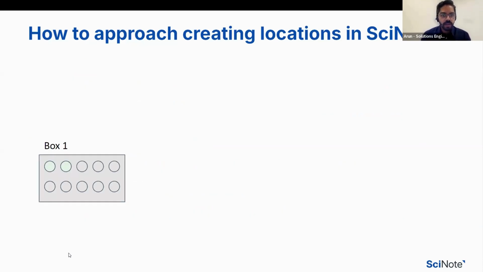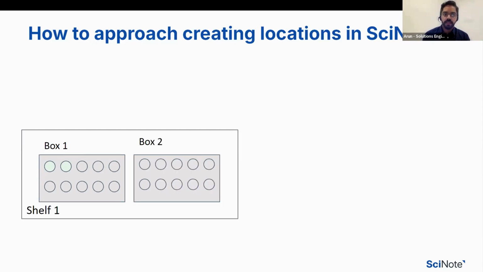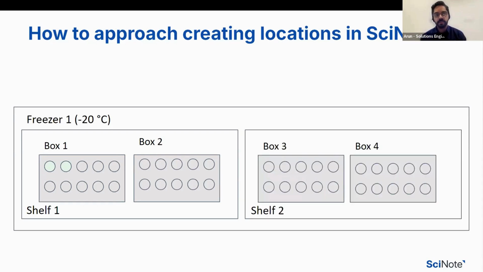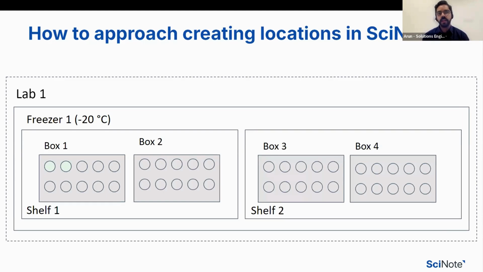And then we just have a quick visual on how this bottom-up approach looks. So here I've initially identified the box position as the most granular location I want to track. Once we have the box, then we know that the box or boxes are going to go in a shelf, and then the shelf is going to be in a freezer, specifically the -20 freezer, and then the freezer is located in lab 1.